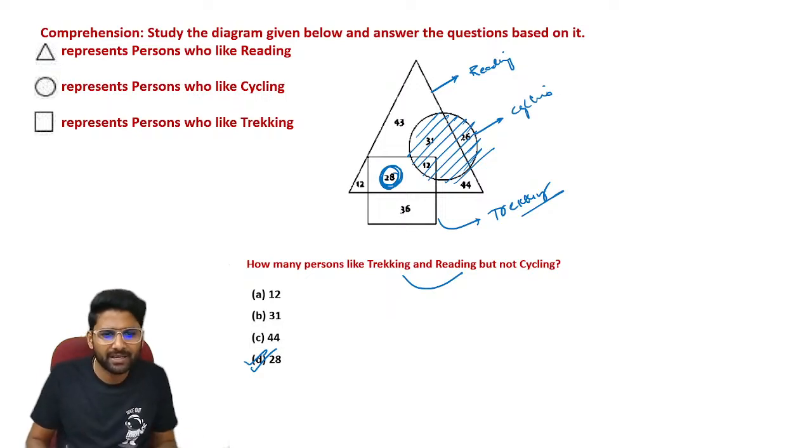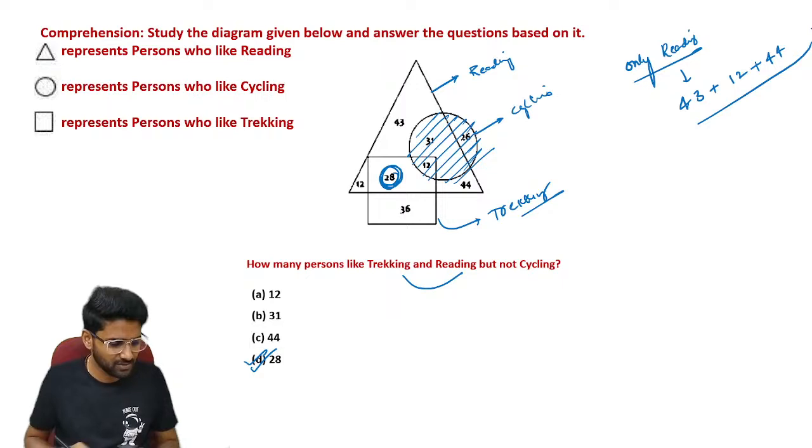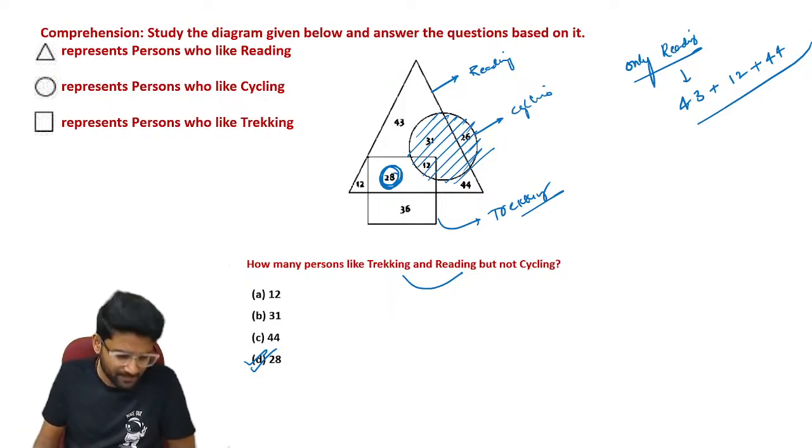Only reading means those values do not overlap in any other diagrams. Like your question, only reading, for example. Only reading means consider 43. Why? Because that does not intersect with any other object. 12 is not intersect with any object. 44 is also not intersect with any other object. Is it clear?